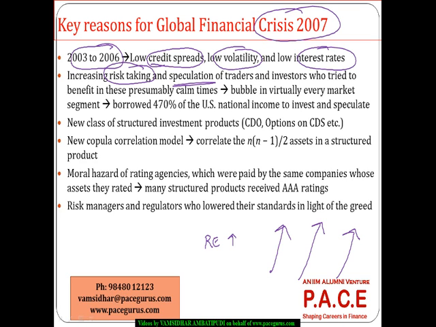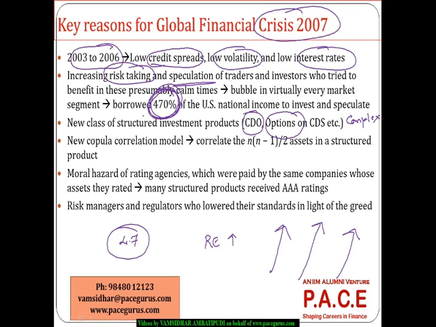Now the numbers quickly show that people on average borrowed 470% of the national income of the US for doing these speculations. That means 4.7 times the total national income of the country was borrowed for speculative investments. And taking advantage of this, a new class of investment products was created: the CDOs, the options on credit default swaps, different kinds of instruments with so many complex features built into them.